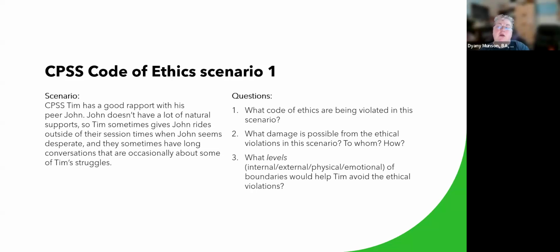So for this first one, I'll give you guys some examples. When it comes to internal boundaries, what Tim can remind himself is, I am not the only person in my peer's life, and I am not responsible for him getting places. So I am not going to feel bad about saying no. That's an internal boundary, something he does with himself, because those feelings of responsibility that's actually not his, that's an internal problem. That's a Tim problem. That makes sense. So that's an internal boundary.